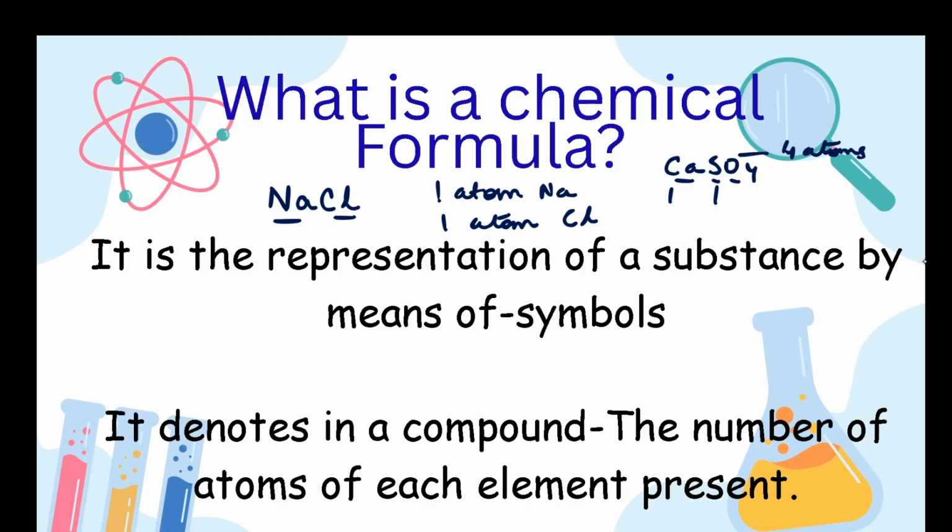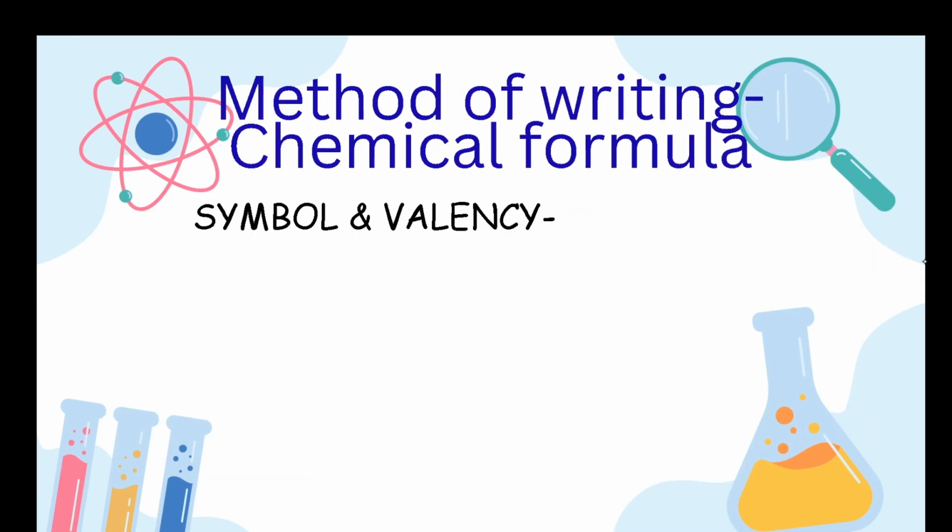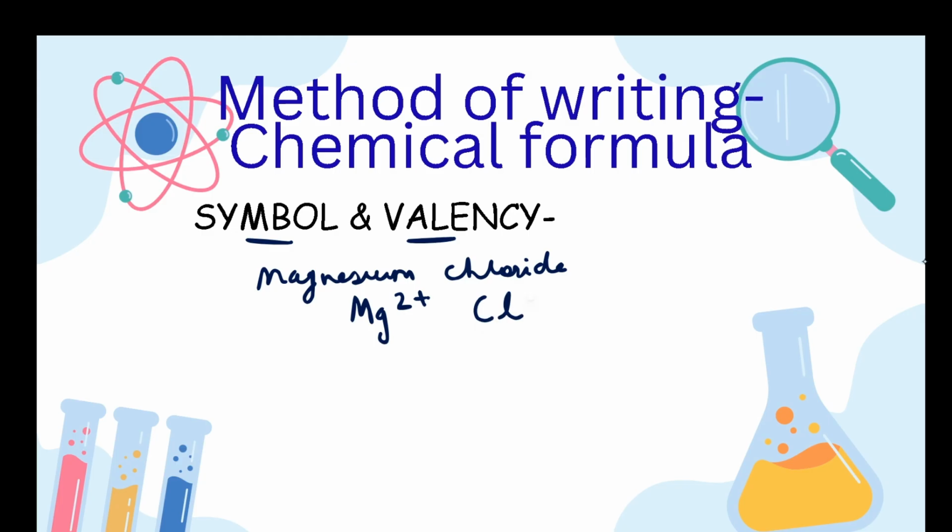This chemical formula is very important, and earlier we had discussed the valency chart. The valency chart will play an important role while we are writing the chemical formula. Whenever we are writing a chemical formula, you need to know the symbol and valency. These are the 2 most important aspects which you need to remember. Let's take the example of magnesium chloride. First of all, you should know the symbol of magnesium. It is Mg. Its valency is 2 plus. And chloride is Cl. Its valency is 1 minus.